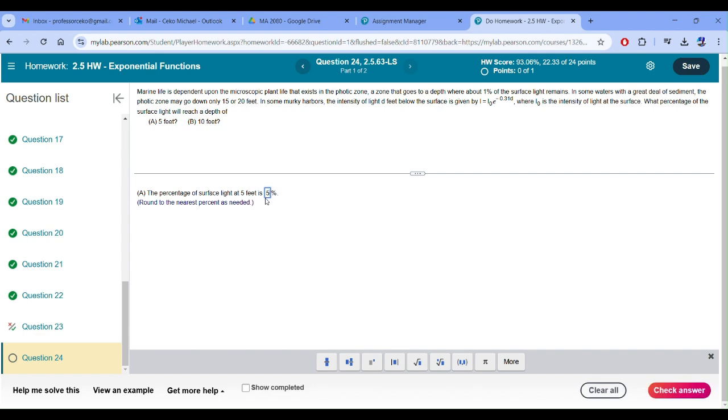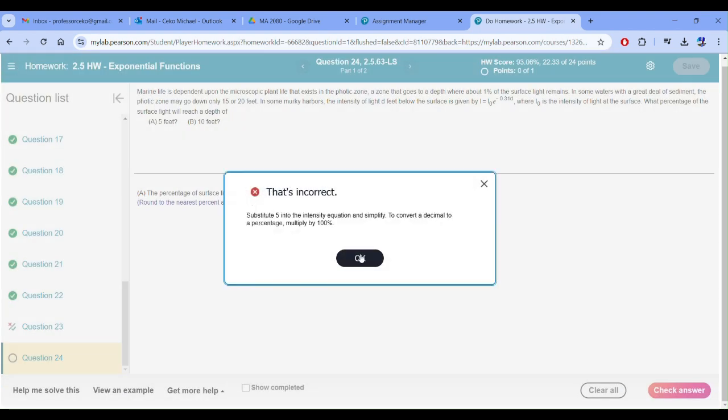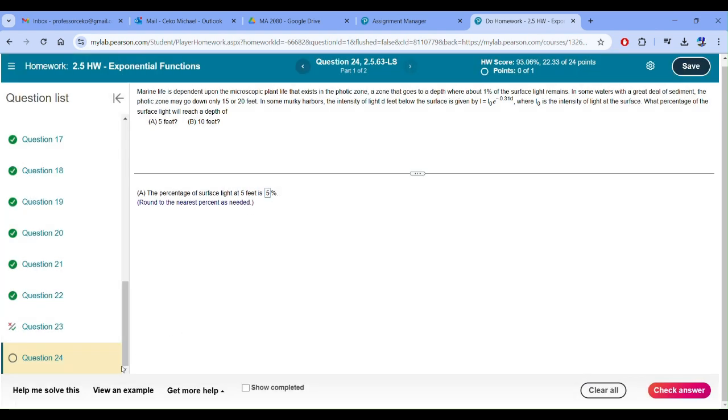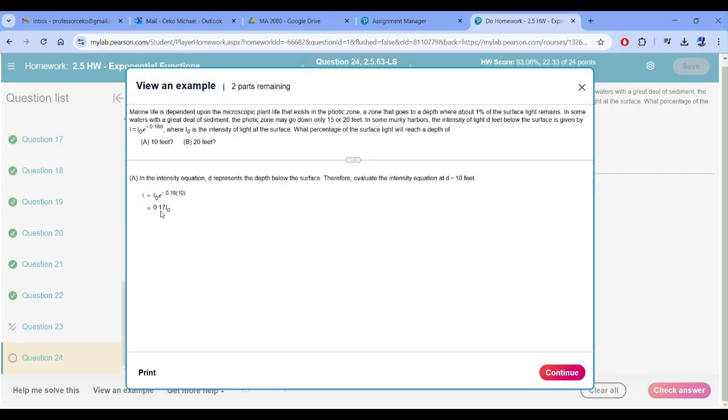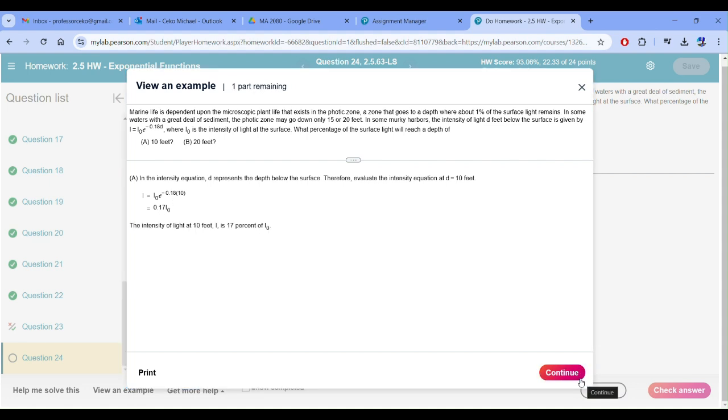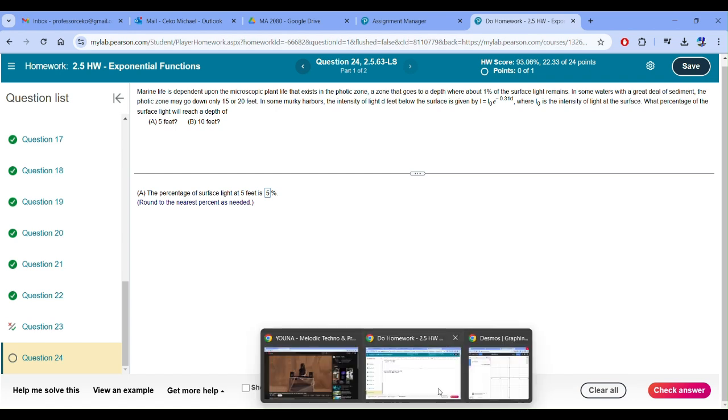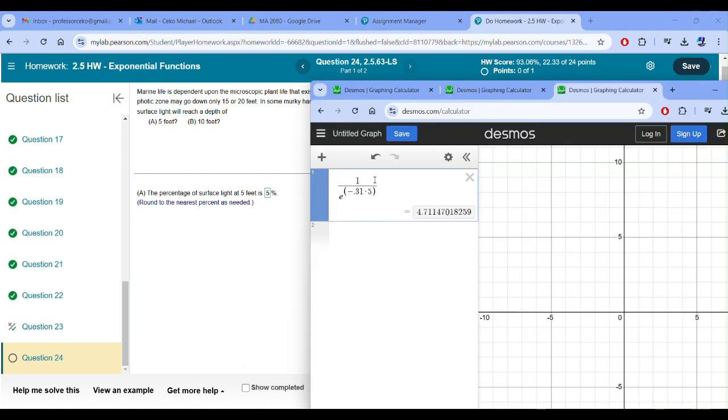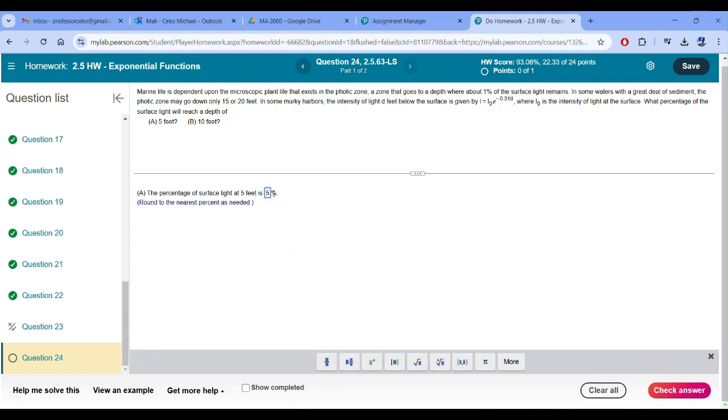Can I say 5%? Is that going to work? I just need to see if I'm using the right equation. Let's give you an example. Oh, I gotcha. See, that was so much easier than what we were trying to do. So all I have to do is take this number and do that. So 21%.